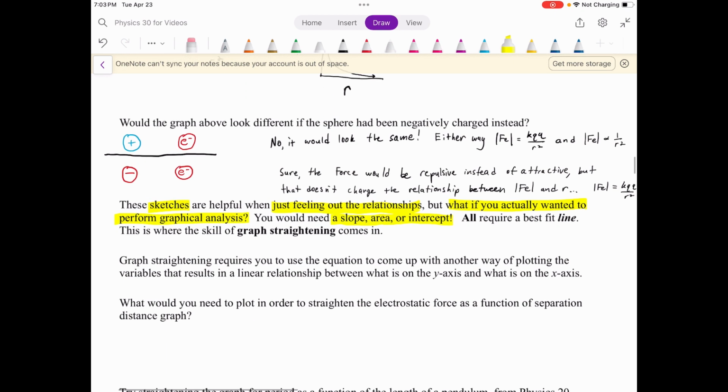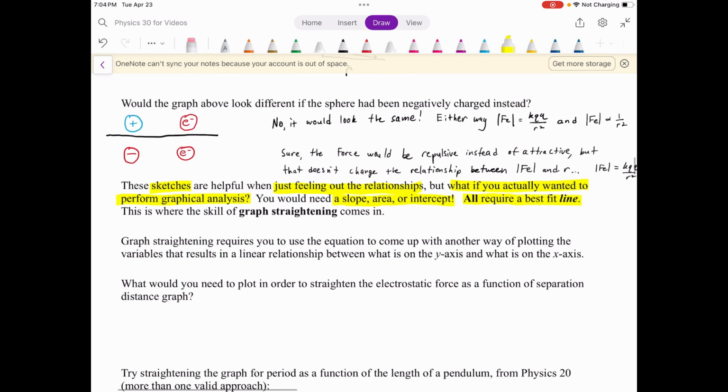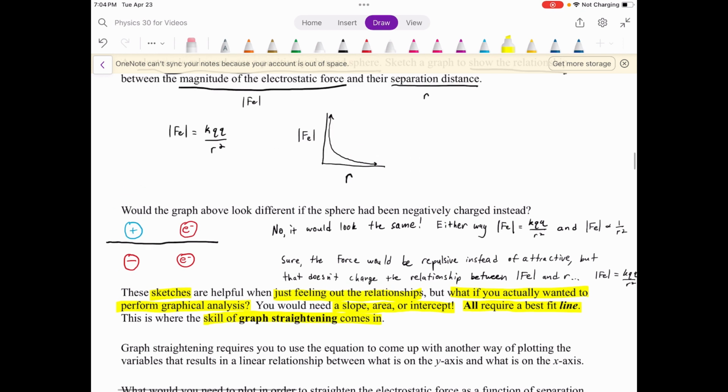Okay, all of these require slope, area, intercept. They require a best fit line, not a curve like this. And this is where the skill of graph straightening comes in. And it's really what it sounds like. It's about taking a curved graph like this and straightening it out into a linear relationship.